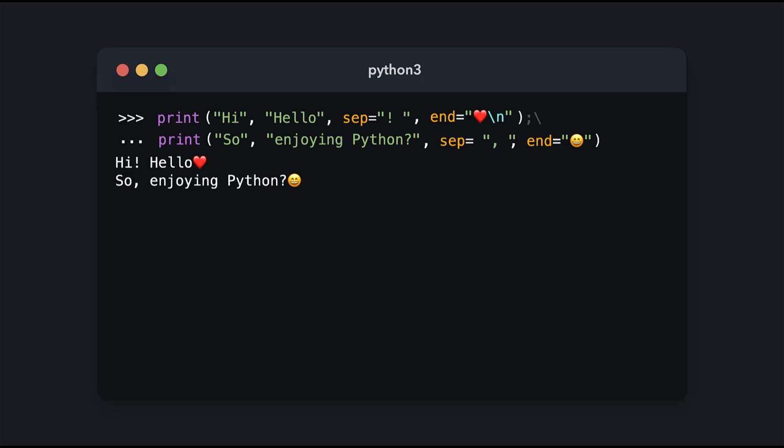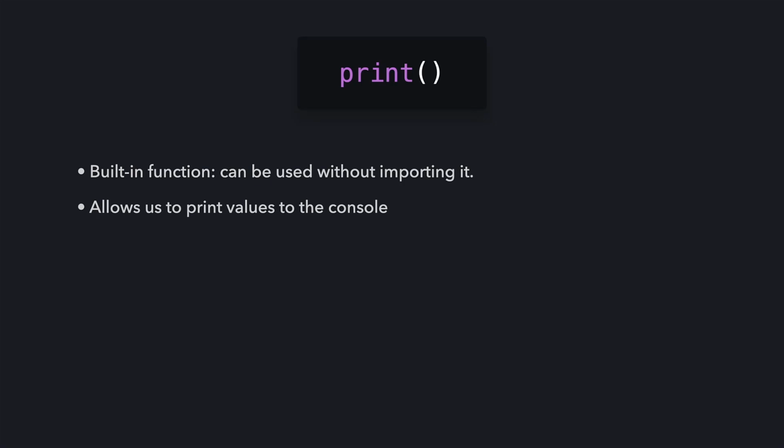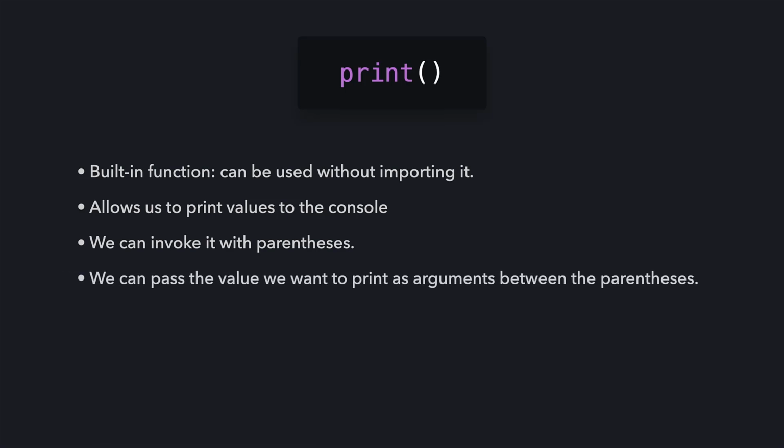So let's summarize everything that we just learned about the print function. Print is a built-in function that allows you to print values to the console. Since it's a built-in function, we always have access to the function without having to import it or specify it anywhere. And since it's a function, we can call it by invoking it with parentheses. In between these parentheses, we can pass the values that we want the print function to output to the console.